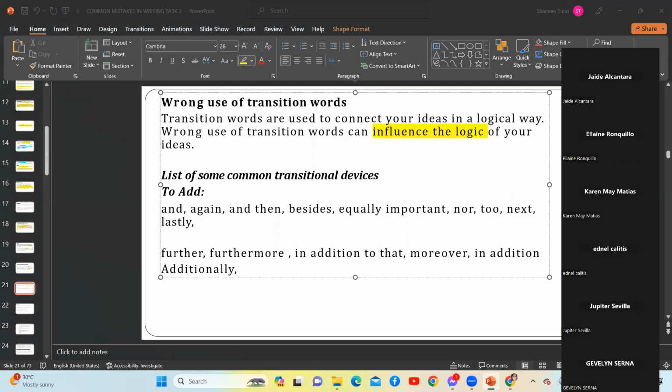Meron pong hindi nakamute. I-mute po natin. Ayan.